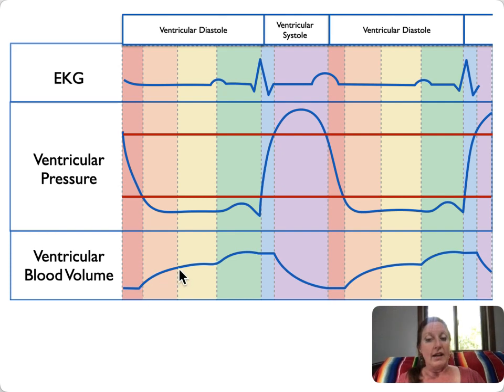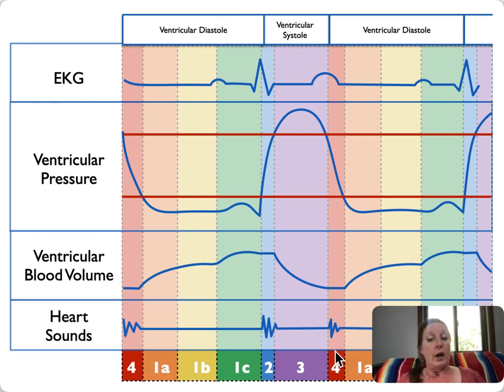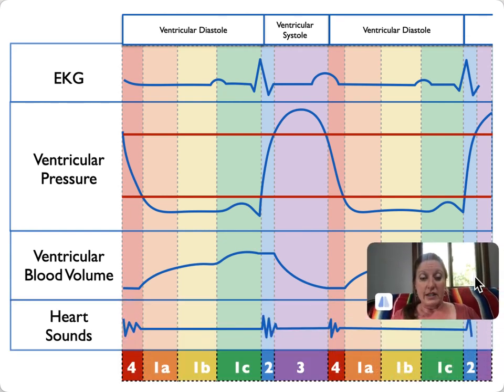Here, an increase in volume, a large increase in volume, small increase in volume, and medium increase in volume. No change, and then ventricular ejection or a decrease in volume. We're going to put that together with heart sounds.